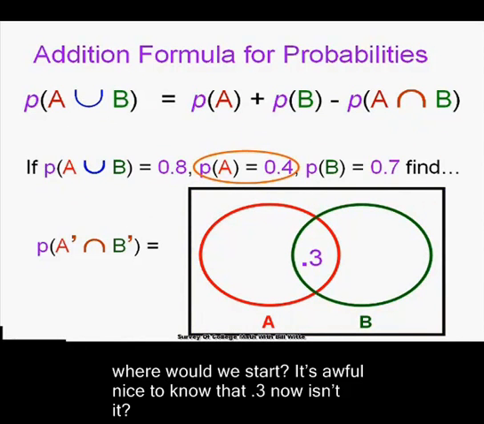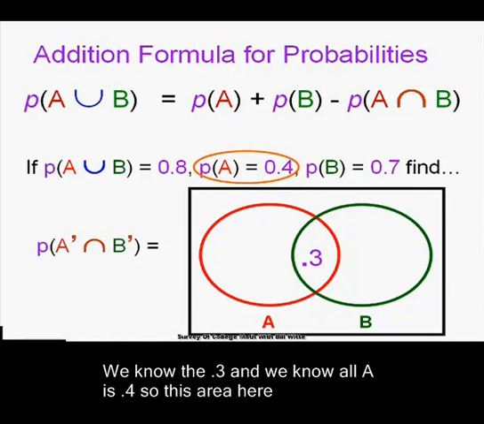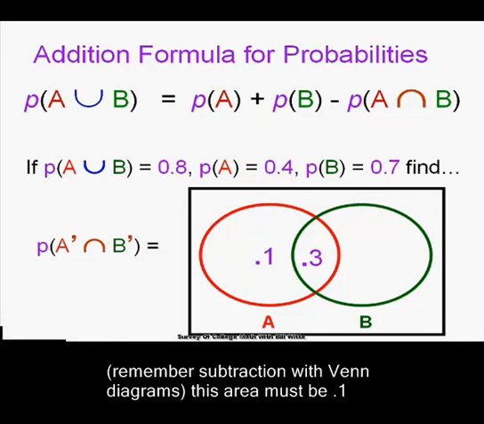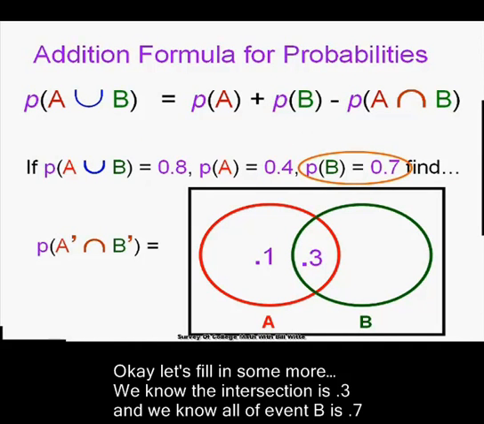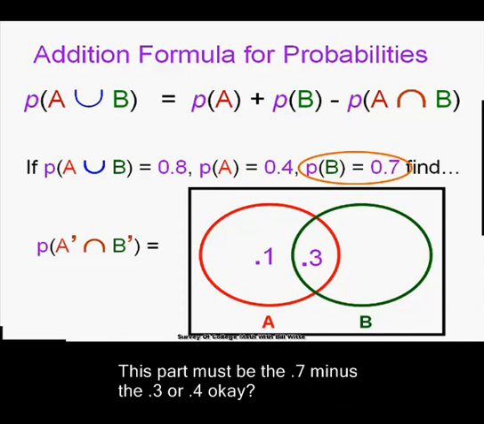Well, it would be awful nice to know that 0.3. And then we know the 0.3, and we know all of A is 0.4. So this area in here, remember we did that with Venn diagrams, must be 0.1. Now let's fill in some more. We know the intersection is 0.3. See why we wanted that intersection? And we know all of B is 0.7. Since we know all of B is 0.7, and the intersection part is 0.3, this part must be the 0.7 minus the 0.3, or 0.4.